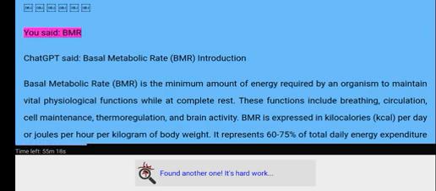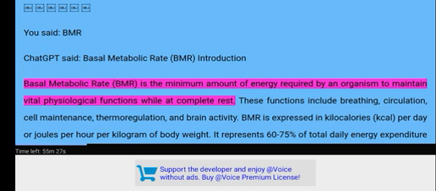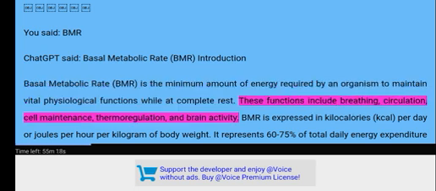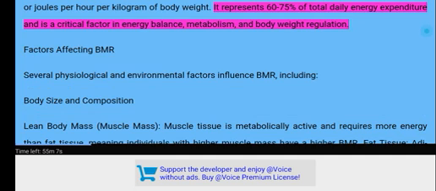Basal metabolic rate, BMR, introduction. Basal metabolic rate, BMR, is the minimum amount of energy required by an organism to maintain vital physiological functions while at complete rest. These functions include breathing, circulation, cell maintenance, thermoregulation, and brain activity. BMR is expressed in kilocalories per day or joules per hour per kilogram of body weight. It represents 60-75% of total daily energy expenditure and is a critical factor in energy balance, metabolism, and body weight regulation.